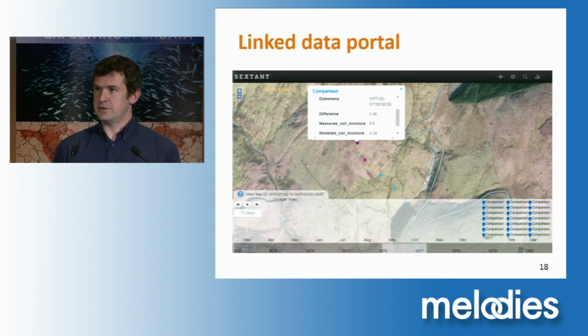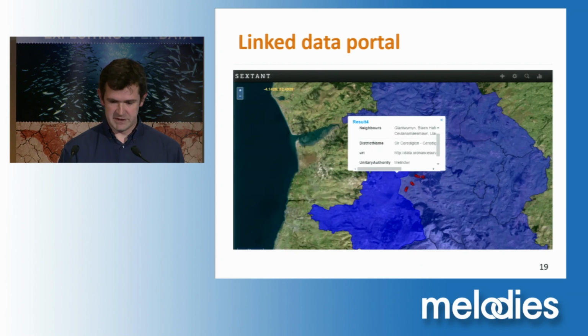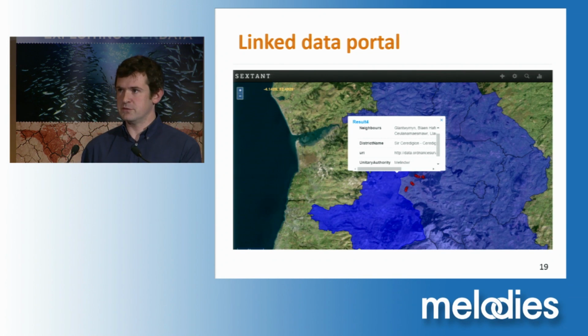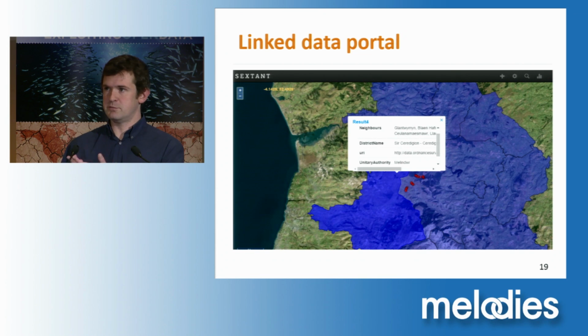Here's another view of our data. We're actually comparing now measured soil moisture data with modelled data from the grid-to-grid model and looking at the differences shown by the colours between the measured and modelled data. And here we're connecting to a different linked data endpoint, which happens to be the Ordnance Survey, and here we're bringing in administrative information about where our sites are.